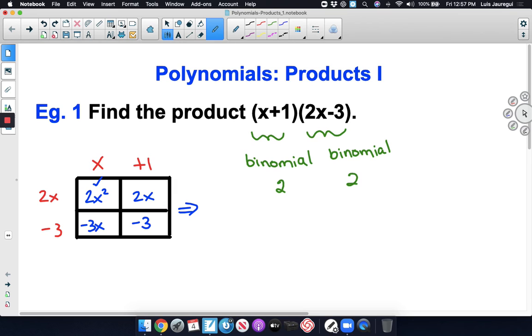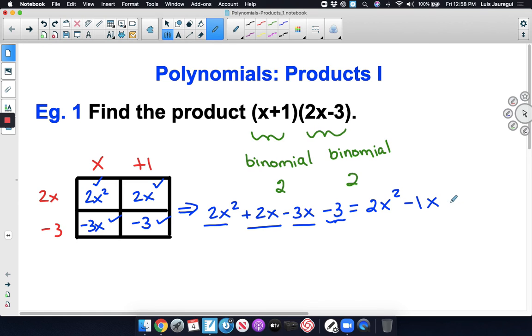We can say we have 2x squared. Then we add 2x to it, minus 3x, minus 3. Now at this stage, all we have to do is to combine like terms. Notice that this is the only quadratic term, so we just leave it as 2x squared. Then we focus on the linear terms. So we have 2x and negative 3x. Combining that, we get negative 1x. And then we have the constant term here, which is negative 3.